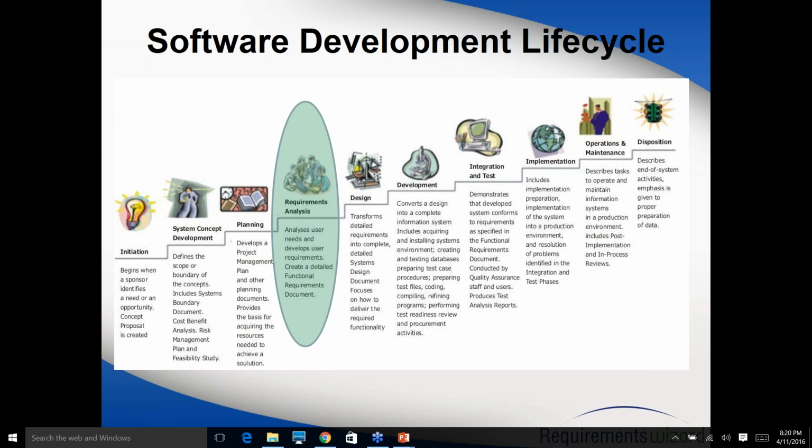So that's the next step that happens. Whoever is requesting that solution must write a business case document where the solution will be defined at a very high level. That means we need a system so that we can solve all these problems. It will also have the cost benefit analysis.